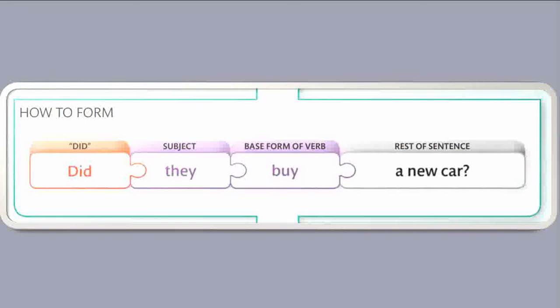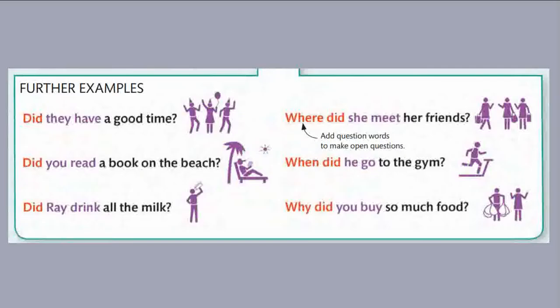Let us explore a few more examples. Did they have a good time? Did you read a book on the beach? Did Ray drink all the milk? Where did she meet her friends? Add the question word to make open-ended questions. When you add the WH words, you get any of the words as the answer. She met in the park, she met in school, etc. And make a note of it.